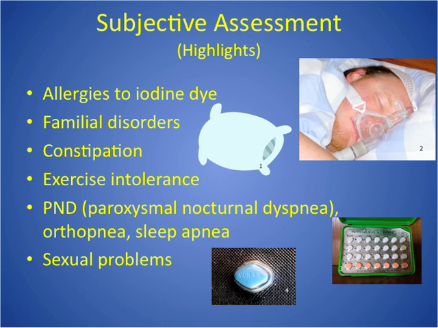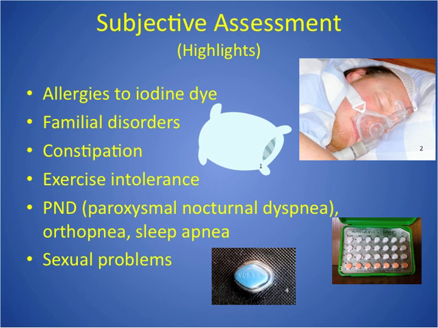Exercise intolerance. Do they report that when they exercise they get chest pain or shortness of breath or that intermittent claudication, that cramping in the lower legs? PND, make sure you know what that is, paroxysmal nocturnal dyspnea. This is attacks of shortness of breath or coughing at night that'll wake them from their sleep. It's very frightening, and it happens because of fluid exchange that doesn't occur very well when they lay down.